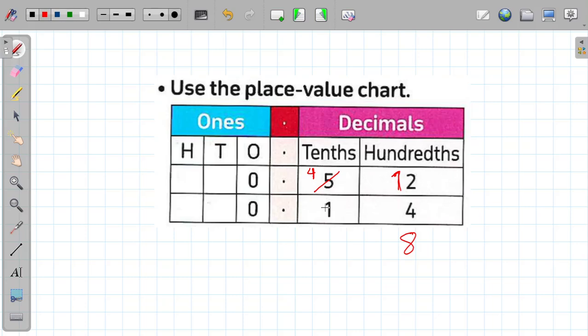Next, I will subtract the 10th place. So I have here 4 minus 1 equals 3. Next, I have the 1st place. So 0 minus 0 equals 0.